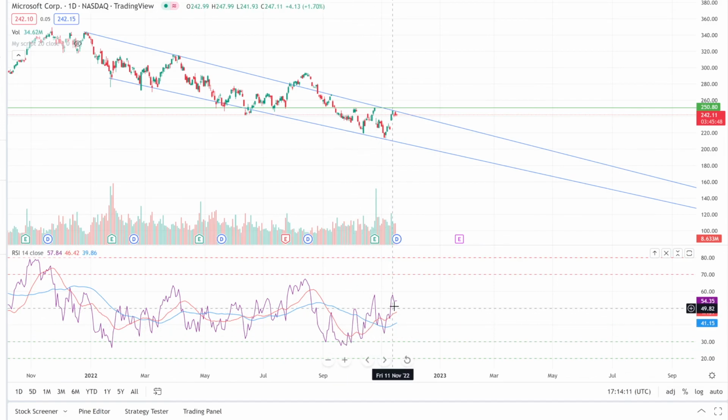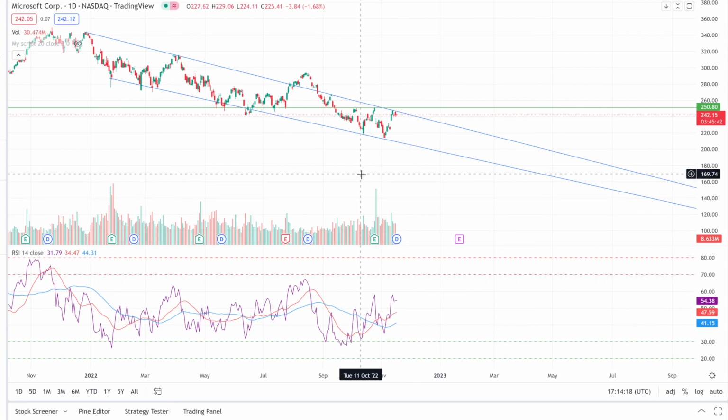You can see right now it has a little bit of upward momentum, but again, it is in a bearish pattern. So I think this is one to add to a watch list, but may not necessarily be a good time to buy right now.